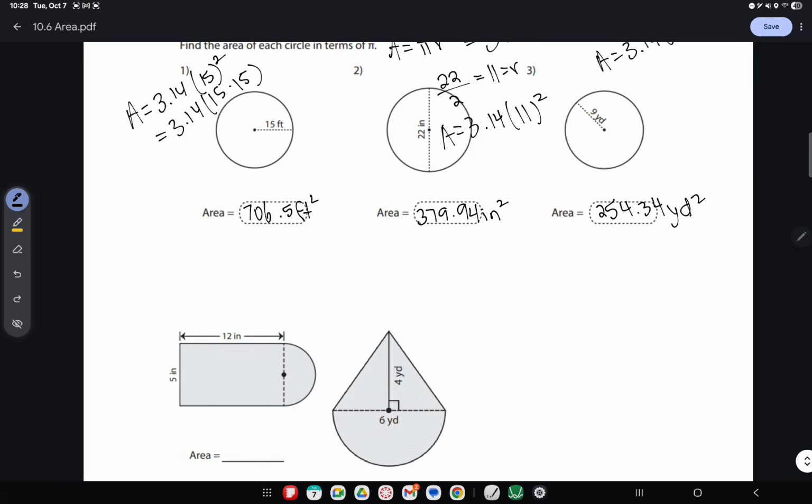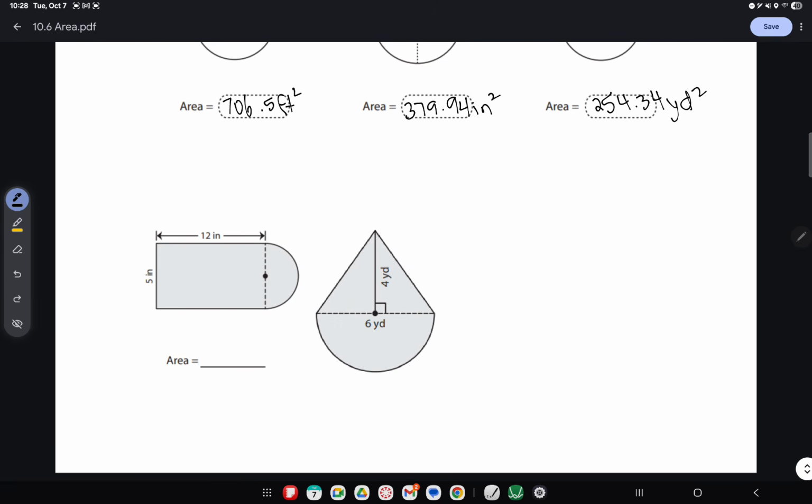Now we might have some complex shapes here. We might have to do the area of two different shapes and then add them together. So here I see a rectangle and then a half of a circle. So the rectangle, I can do the length times the width, so 5 times 12, to give me 60 inches squared. And then I have half a circle.